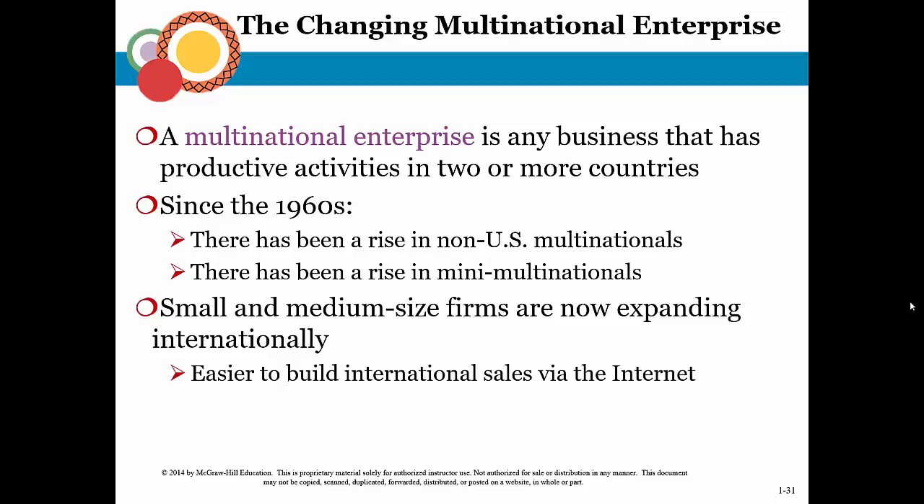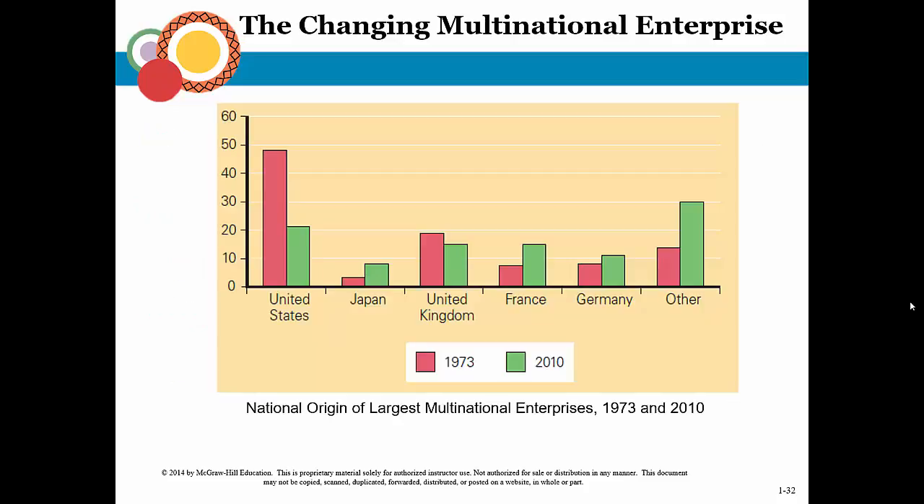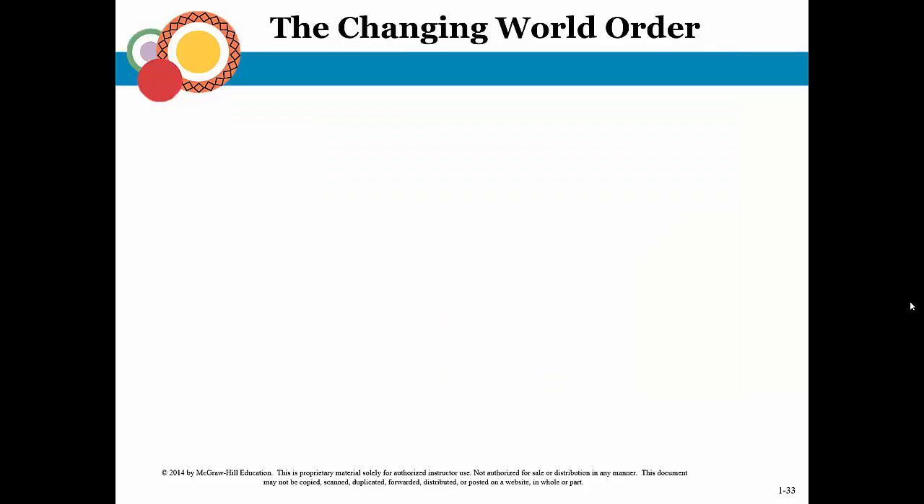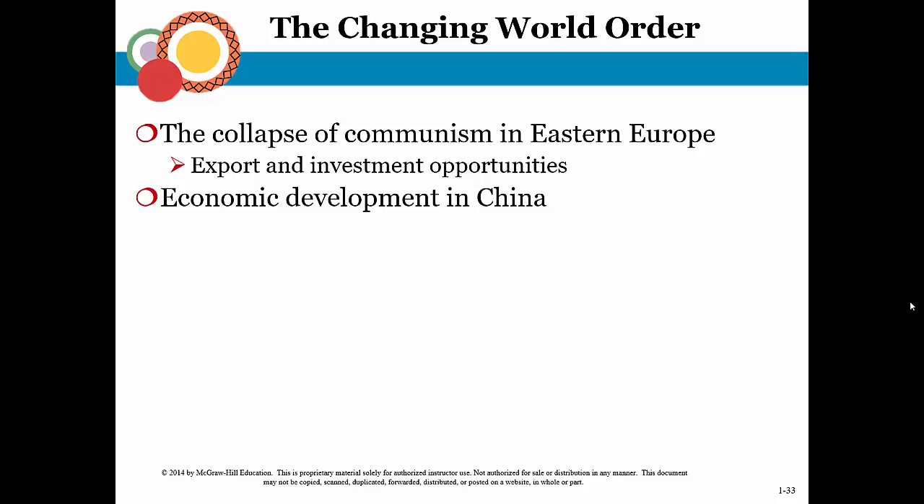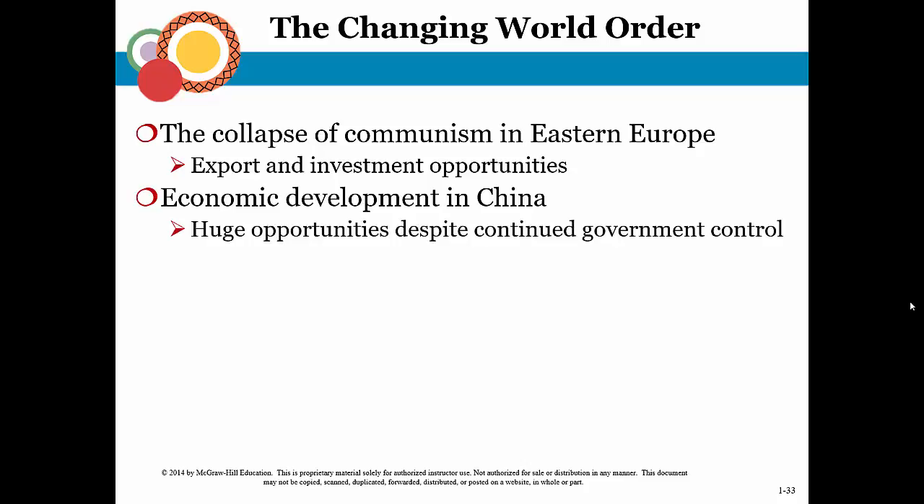It's easier to build international sales via the internet. We can see again a graphical representation of this here, and your textbook goes into a bit more depth, so we're not going to dive into it here. But because of the collapse of Eastern Europe, export and investment opportunities have started to present themselves. Economic development in China is a heavy emphasis across multiple brands, across multiple companies. And it's really a huge opportunity to continue growth, if you will, despite certain barriers like government control.